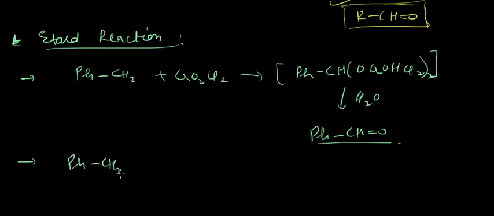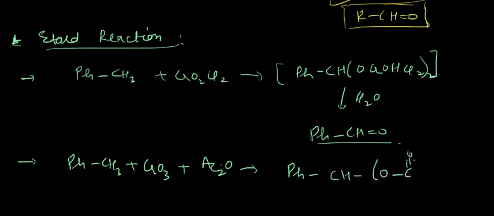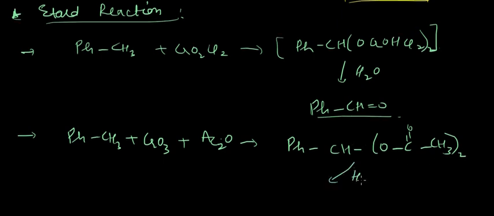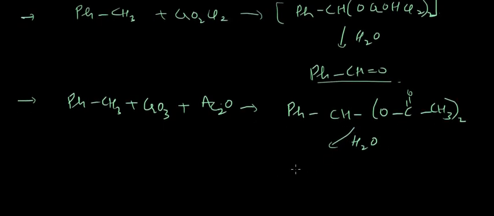We have something like toluene again, and we are using CrO3 in presence of Ac2O. Again we will have a complex intermediate of this form, and on passing water over the intermediate we will get an aldehyde.